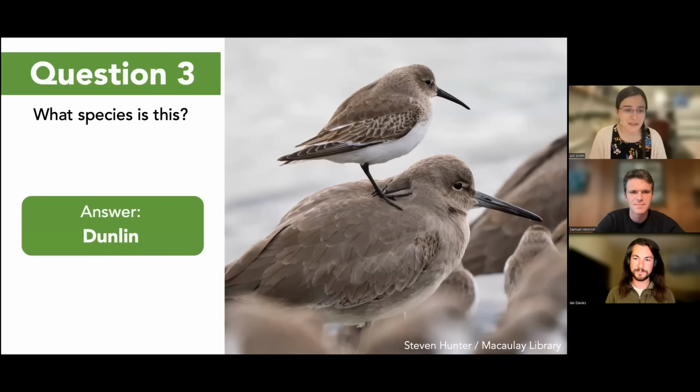So Sam, these birds, even though they have a slightly different shape, have really, really similar colored feathers. If you were just looking at the color, these two species look almost identical. How does Merlin know that this one on top is a dunlin? Yeah, that's a great question.